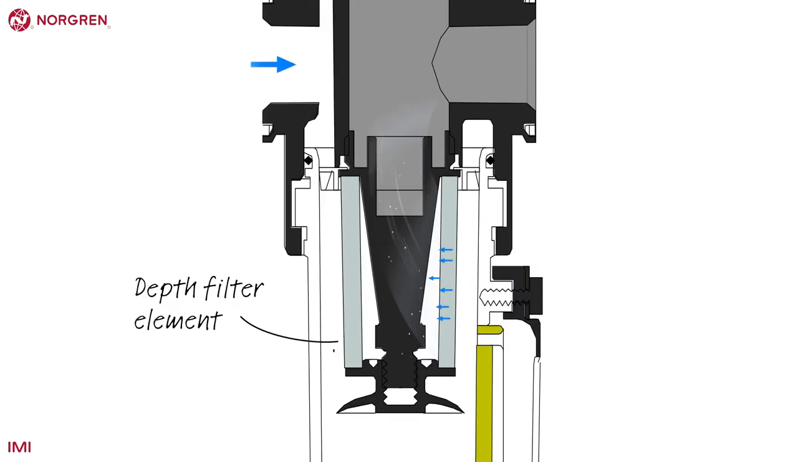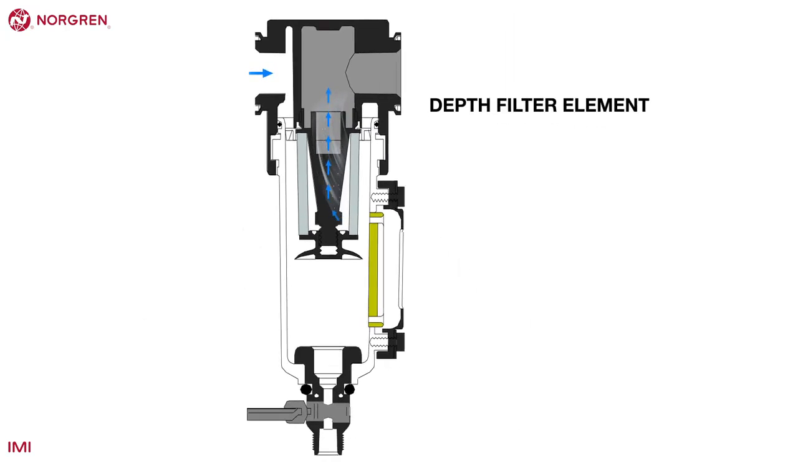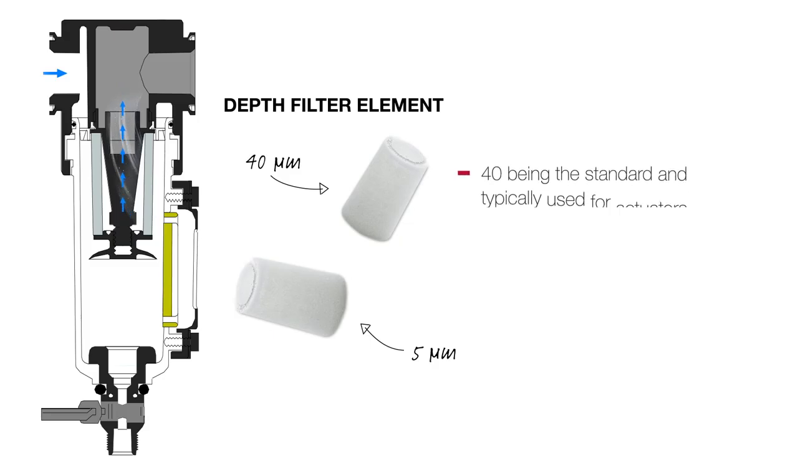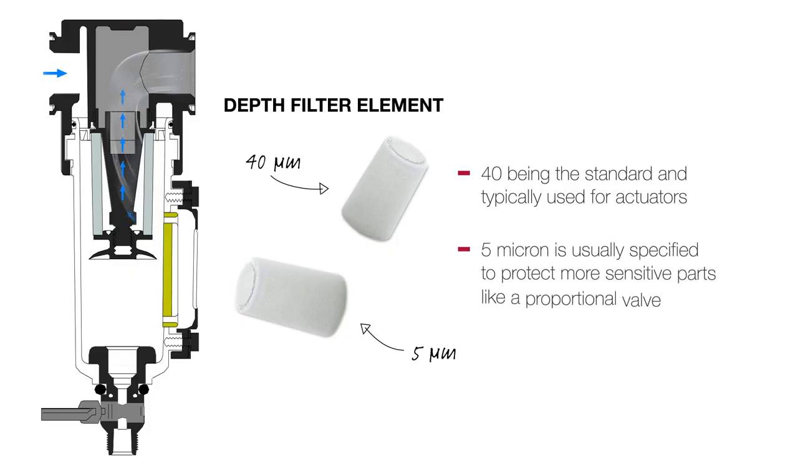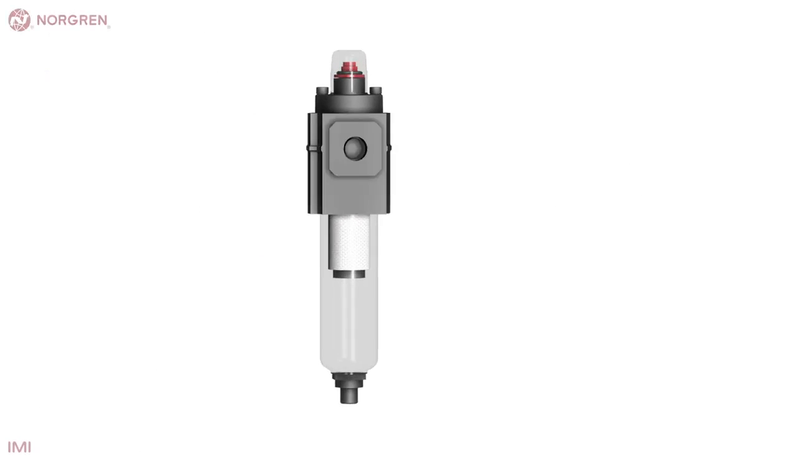The air is now directed through the depth filter element that not only stops particles, but long strands too. Filter elements are rated on their micron size. This is the size of particle it will stop. The two options that Norgren offer are 40 micron and 5 micron, with 40 being the standard and typically used for actuators. 5 micron is usually specified to protect more sensitive parts, like a proportional valve. Now the filtered air leaves through the outlet to carry on downstream.